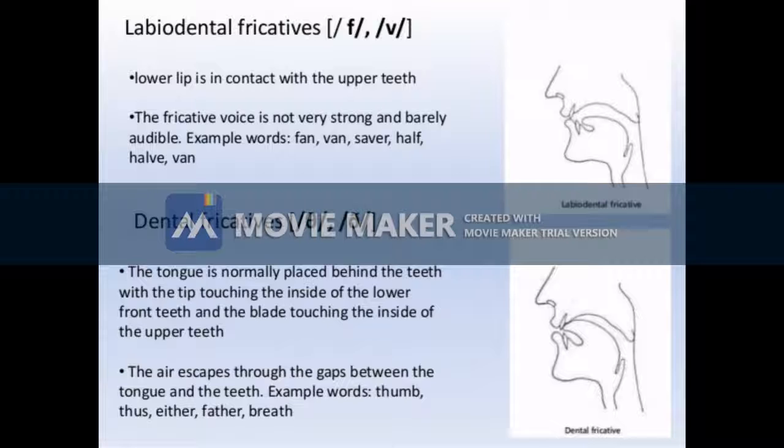Now let's look at dental fricatives. We have the voiceless and the voiced th. The tongue is normally placed behind the teeth, with the tip touching the inside of the lower front teeth and the blade touching the inside of the upper teeth. The air escapes through the gaps between the tongue and the teeth. Example words we have thumb, this, either, father, breathe.